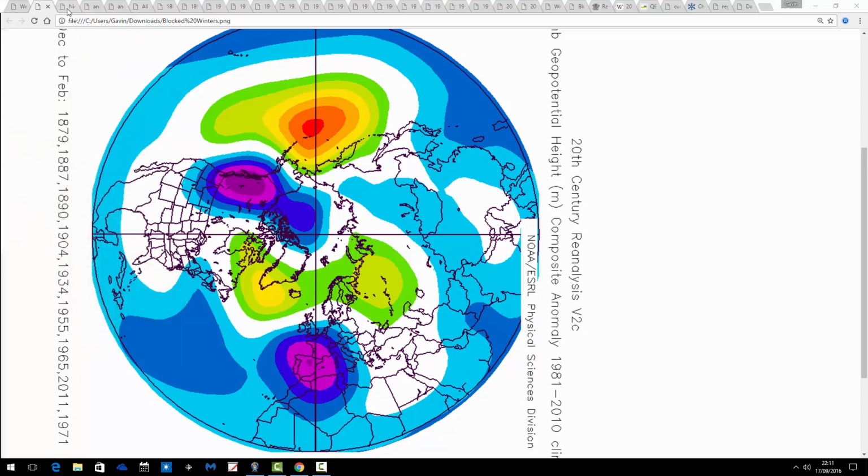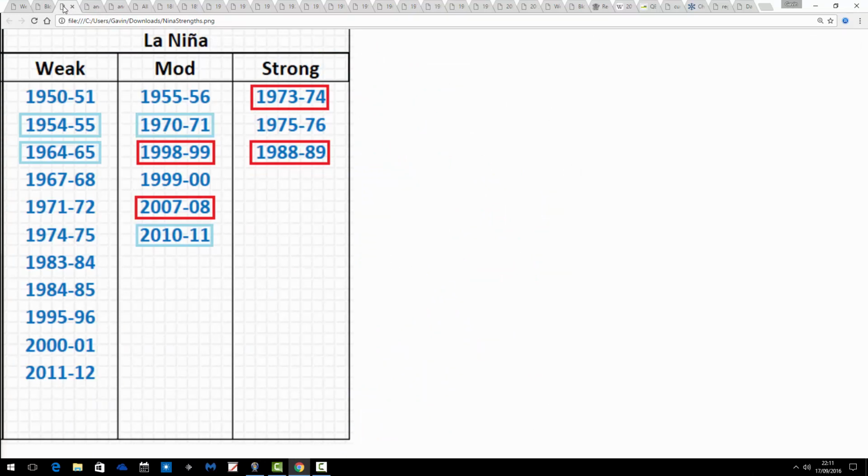So James went back and looked at these La Nina winters, El Nino to La Nina winters, and put them into weak, moderate, and strong categories. What we can say is that we can only go back to 1950, unfortunately, with these. We can't look at the winters that were in the analogues package going back into the 1800s. But I think it does prove the point, actually.